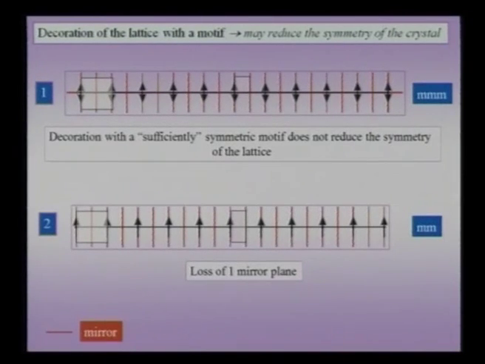That means that the crystal can have lower symmetry than the lattice I started off with. This is an important point to be noted. So far there is just a slight reduction in the symmetry of the crystal with respect to the lattice, which is a loss of a single mirror.